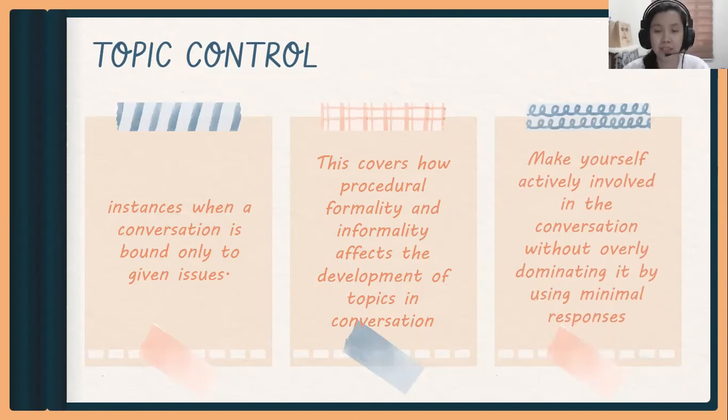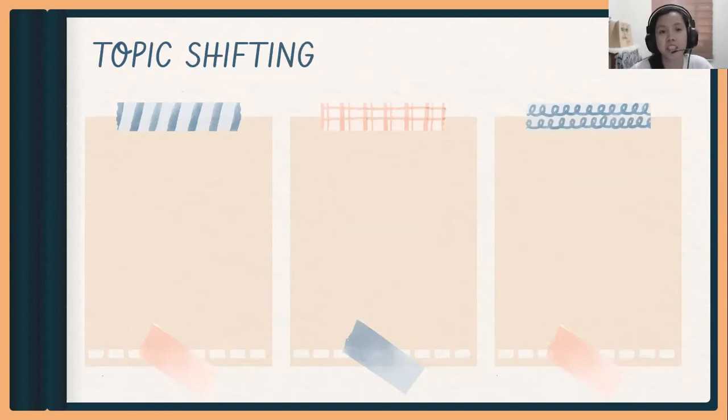And even nonverbal cues like laughing. Make yourself actively involved in the conversation without overly dominating it by using minimal responses. Like, for example, I agree. Yes, please go on. Or you may ask tag questions to clarify information briefly. That is topic control.